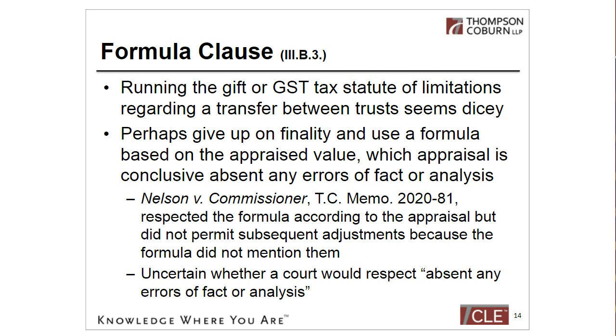Now, the Nelson case decided last year respected a formula according to the appraisal, but the court determined that the value was actually different than what the appraised value was, and so there was a gift element. And now I don't recall anything from that case that mentioned that the appraisal would be adjusted if there were any errors of facts or analysis. So you could say maybe that the appraisal is conclusive absent any errors of facts or analysis to try to give you an in on saying that, well, if the IRS comes back and says that was a different value, then you say, well, I guess you're saying that we had an error of fact or an error of analysis. Now, I don't know that a court would respect that.